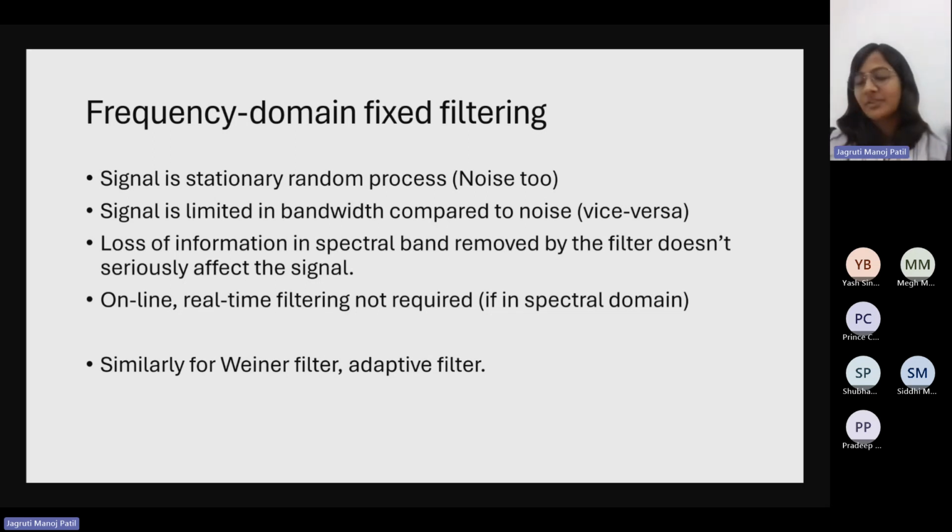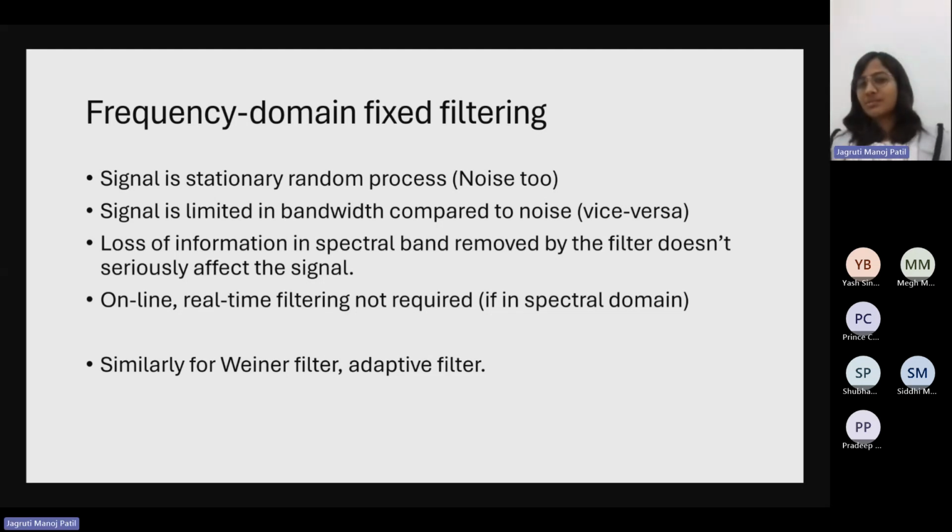So it's always that you should know the frequency bandwidth, so that you have an idea where you actually want to filter it. So loss of information in a spectral band that can be removed by the filter won't seriously affect the signal itself. Again here, online and real-time filtering is not required, even if it's in the spectral domain, because if it's online or real-time, you'll actually do the filtering in the time domain.